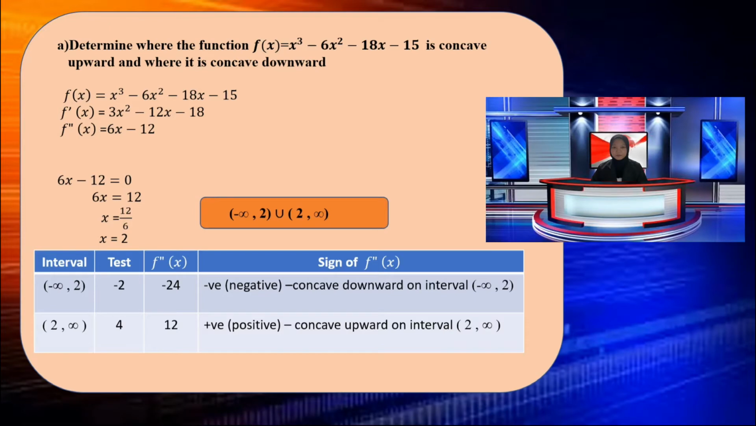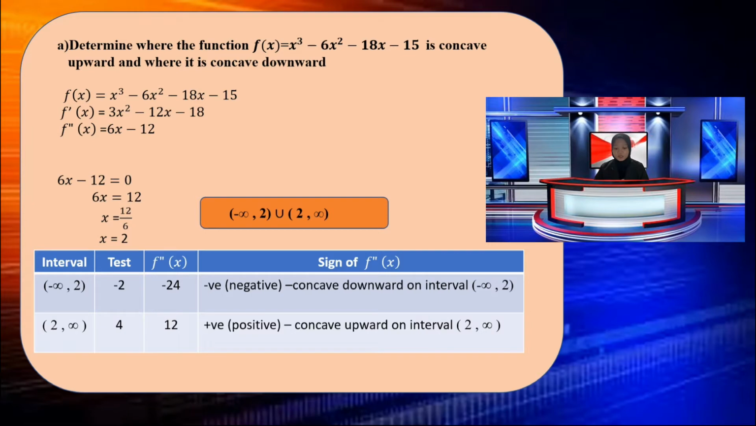So today we will talk about assignment 5, task 2. Question 1a. Determine where the function f(x) equal to x cubed minus 6x squared minus 18x minus 15 is concave upward and where it is concave downward. For this question, the first thing we need to do is find the second derivative of the function.